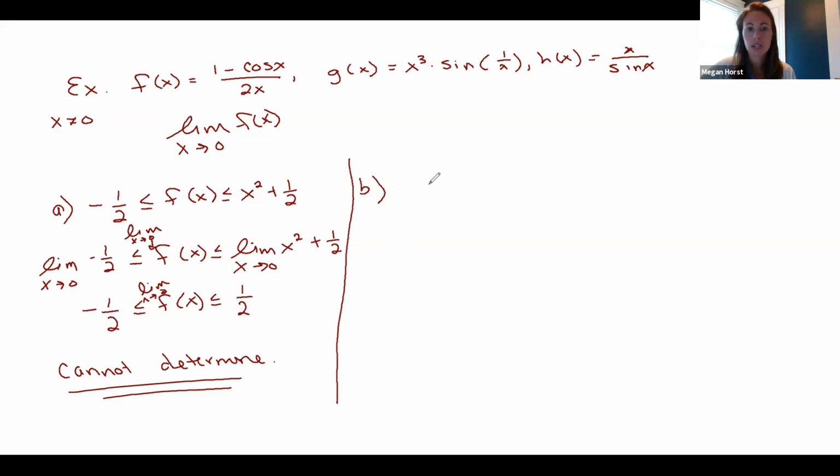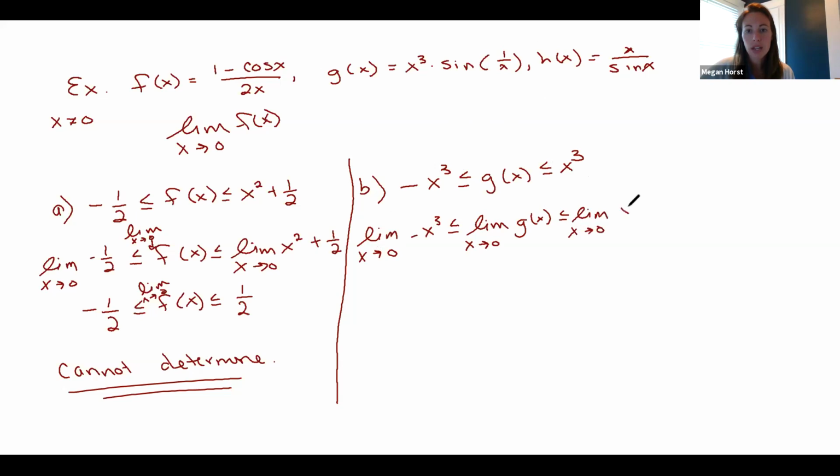Let's look at the next one. Let's say we go from negative x cubed. Now we're analyzing g of x, so that's this one right here. And again, for this one, we're doing the limit as x goes to 0. So I'm going to go ahead and set that up. The limit as x goes to 0 of a negative x cubed, the limit as x goes to 0 of g of x, and the limit as x goes to 0 of x cubed.